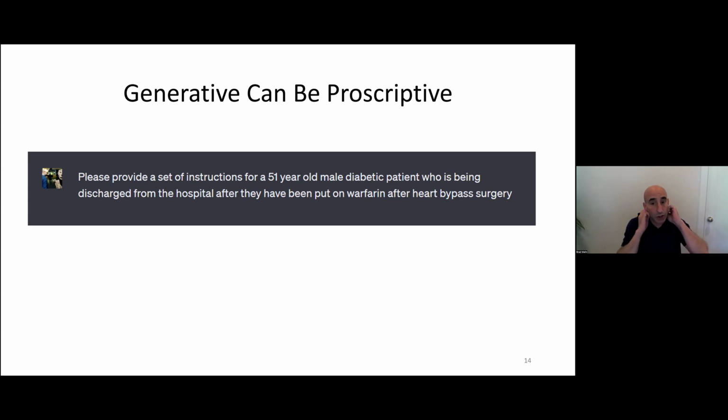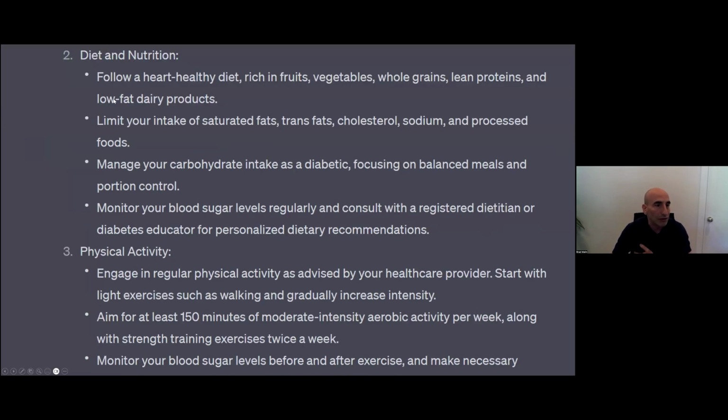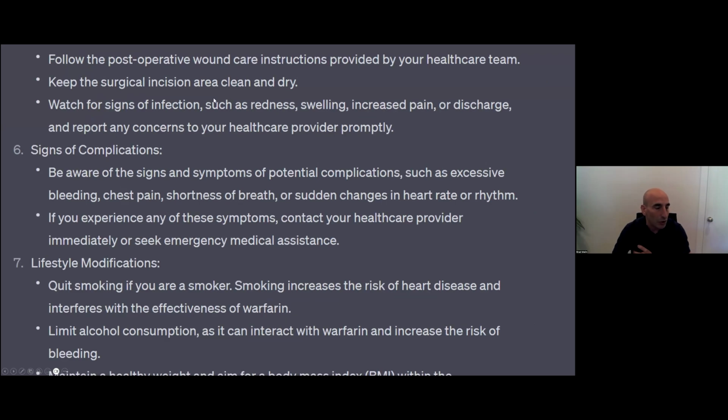All right, now you can also ask it to be very prescriptive. So that was an illustration of "give me a phenotype," but I can also say, look, I've got a patient. This guy just had heart bypass surgery. We put him on warfarin and we're going to discharge him. Could you give me some directions? And ChatGPT is great at this, right? It gives you things about how to take your medication and manage your medication. It will give information about diet and nutrition, physical activity, and then it will just go on and on and on, right?